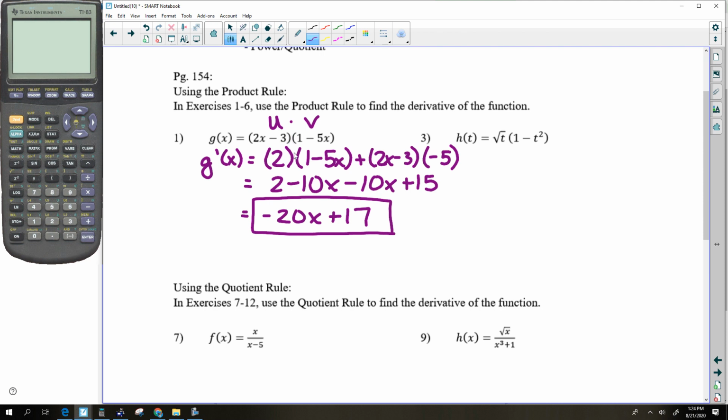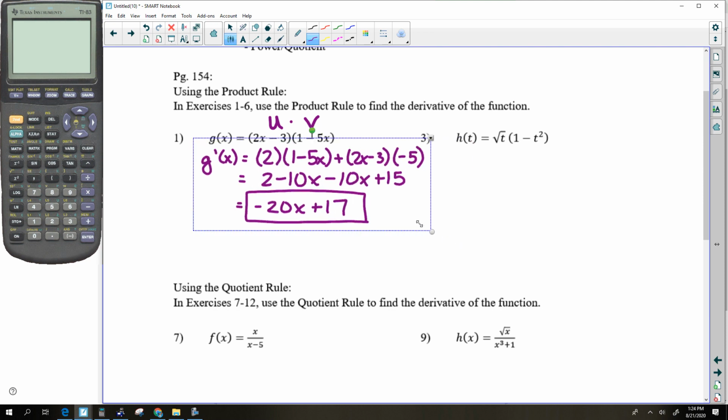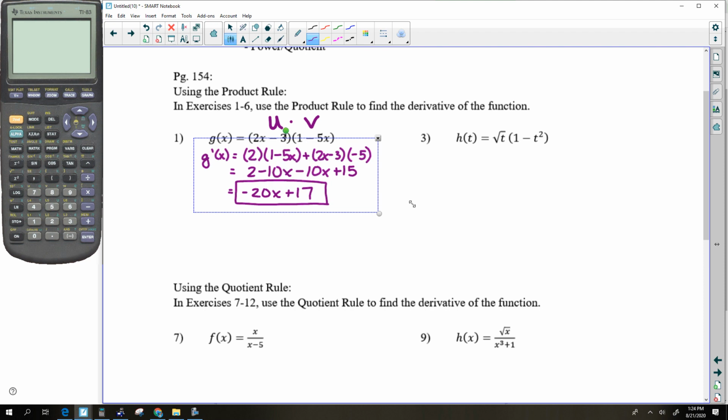It doesn't matter what order you multiply. Like, if you wanted to say, hey, this is negative 5 times 2x minus 3, that's totally cool. I get it. It doesn't matter what order you multiply in. The only thing that makes any difference is the order that you subtract and the order that you divide. Those are the big heavy hitters. But multiply and add, it doesn't really matter.